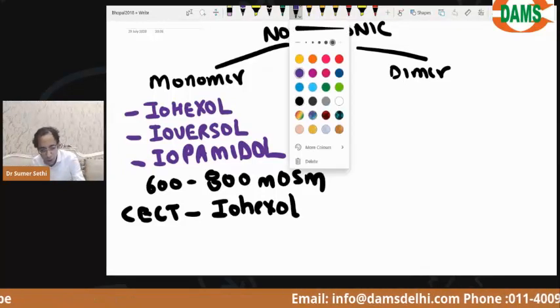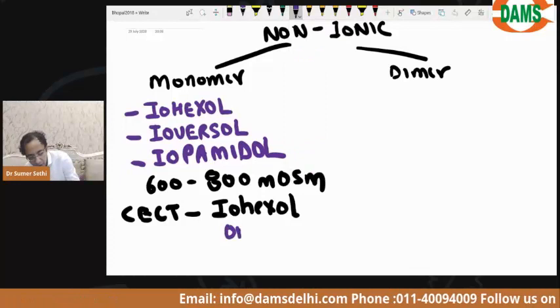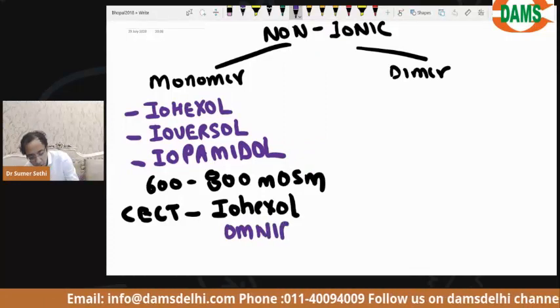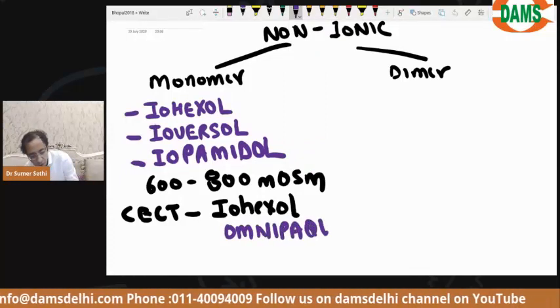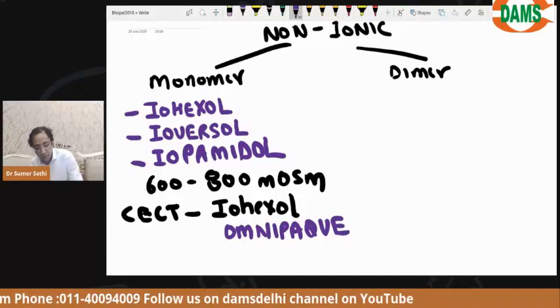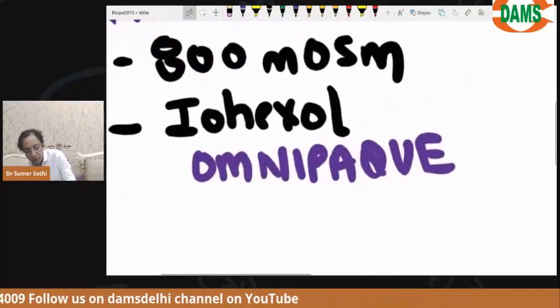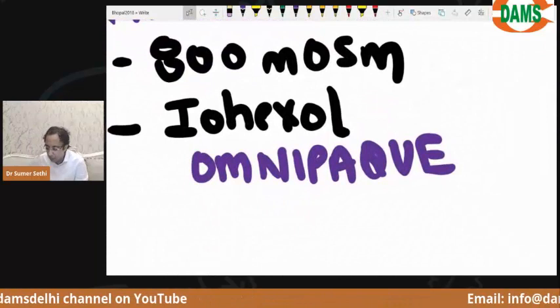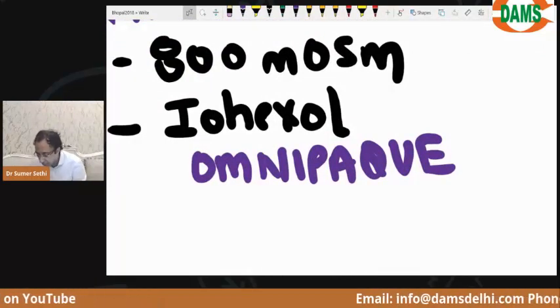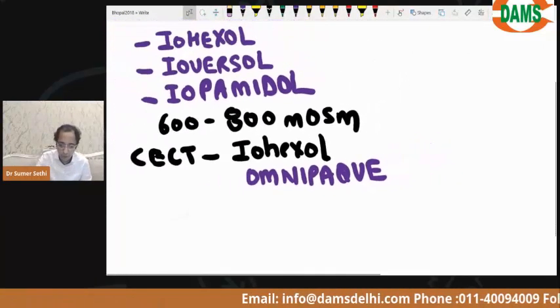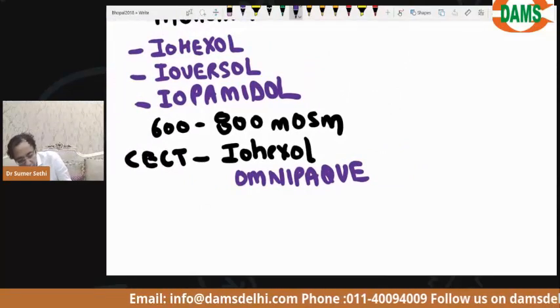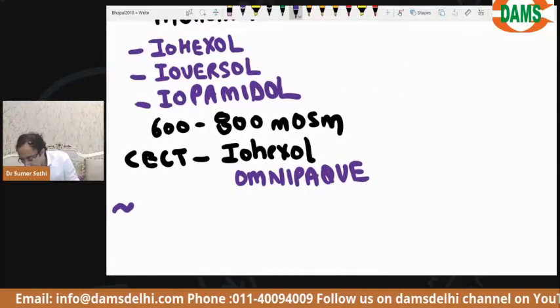And if you look in your hospital, some of you are intelligent enough to see it. Some of you, when you go to the hospital, don't look around. But the hospital is the place to learn. Please look around. You will see a bottle named Omnipaque. Okay, clear. Very good. For CECT, the commonly used dye is iohexol, which is Omnipaque.